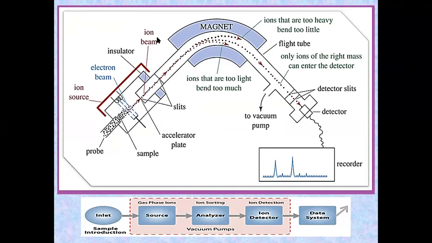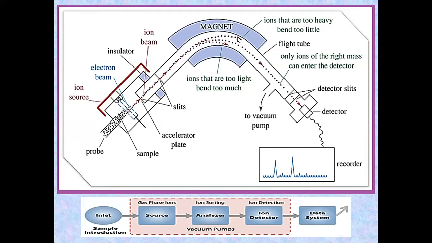With mass, we subject our compound to a magnetic field, and we have three types of cations. One of them is suitable to reach the detector and will be recorded by the recorder, another is a heavy one, and the third is a light one. Both the heavy one and the light one have no ability to reach the detector, so they will not appear within the mass spectrum.